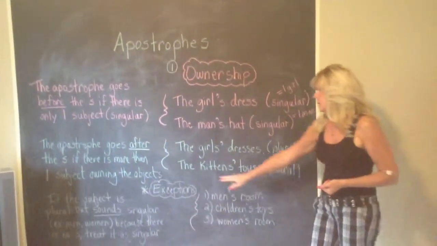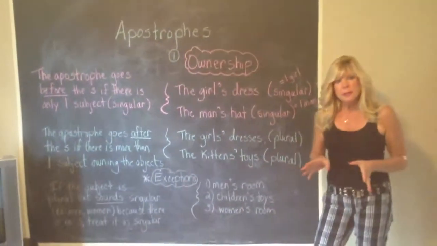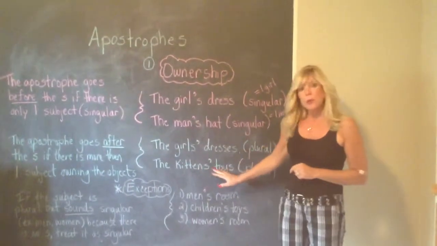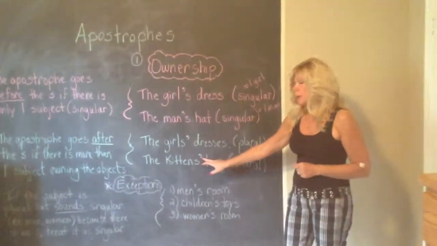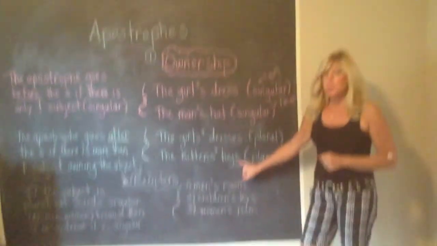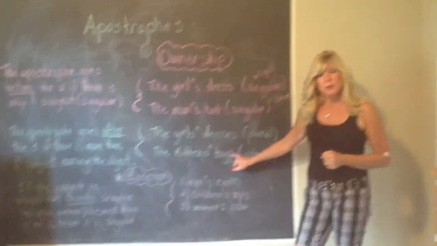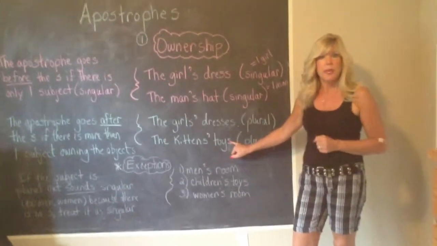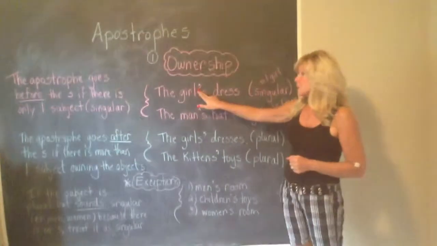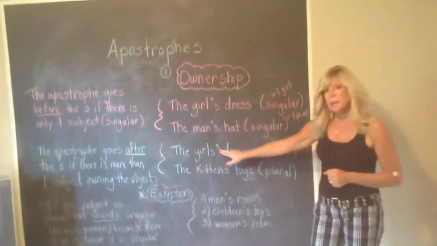Another example, the kittens' toys. So it's a number of kittens, it's all their toys, so the kittens own the toys, so the apostrophe goes after the S. You'll notice that the word toys does not have an apostrophe even though there's an S there, because it's not owning anything. So singular subject, the apostrophe goes before the S. Plural subject, the apostrophe goes after the S.